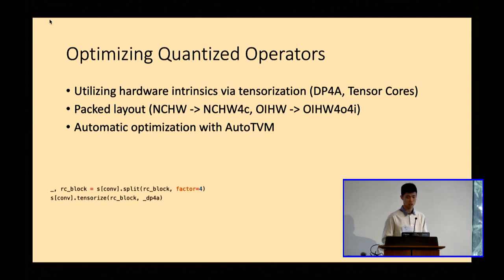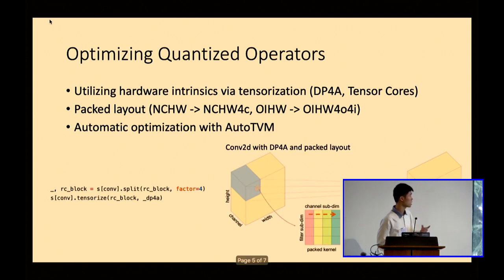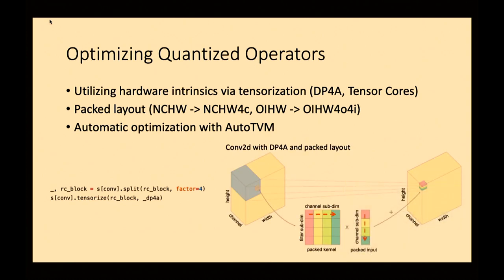Another optimization is to use packed layout. Layout packing means to split and reorder the axis of the original tensor. So for example, in the convolution, we use NCHW4c and OIHW4o4i for the data layout and weight layout. As this is the figure. So as you can see in the middle of the picture, for each position of the tensor, we actually get a group of elements, and then we compute the dot product using the tensor intrinsic. So this is very efficient.